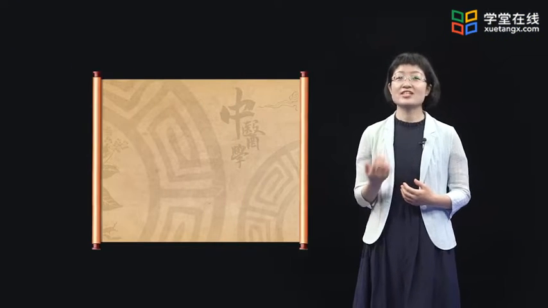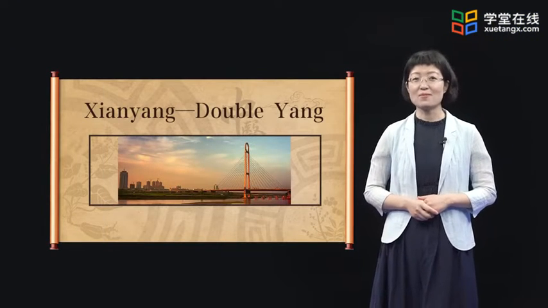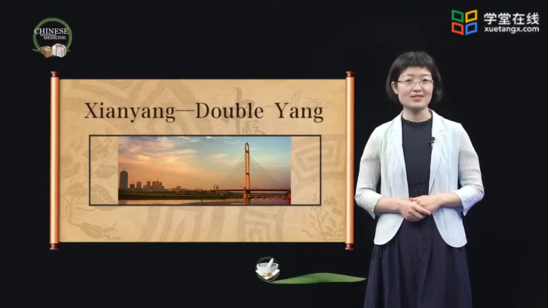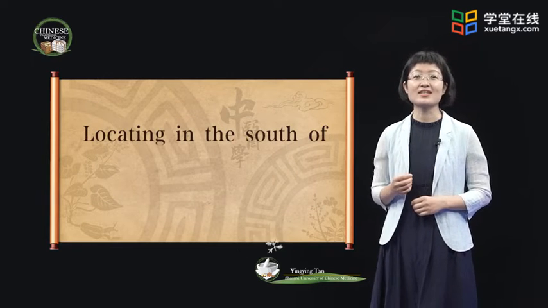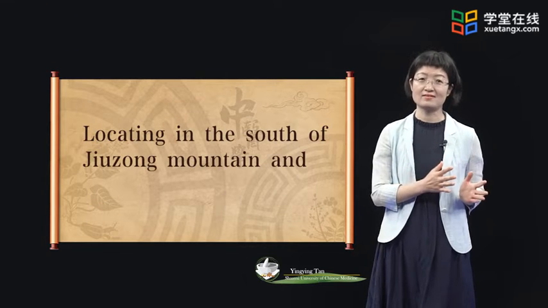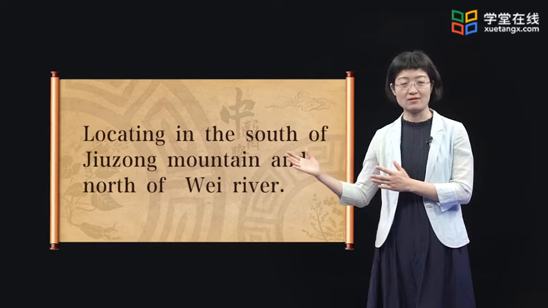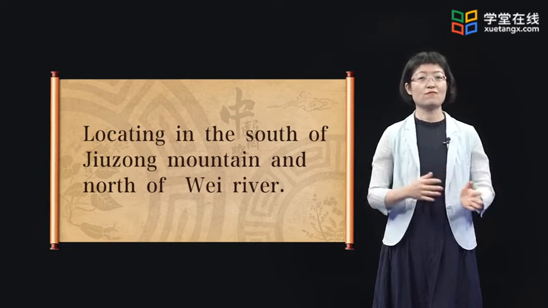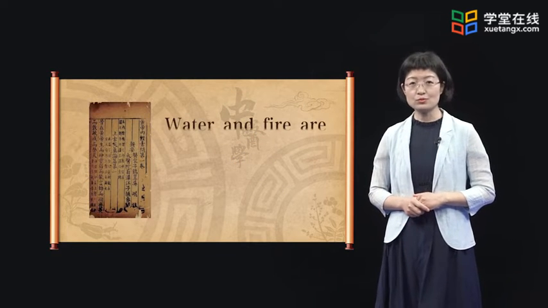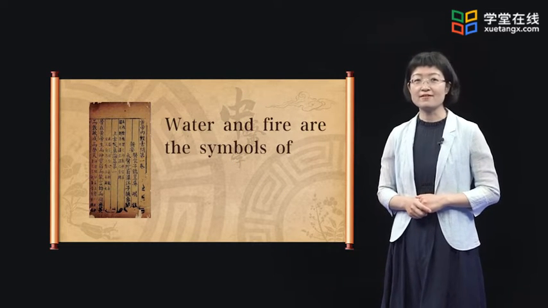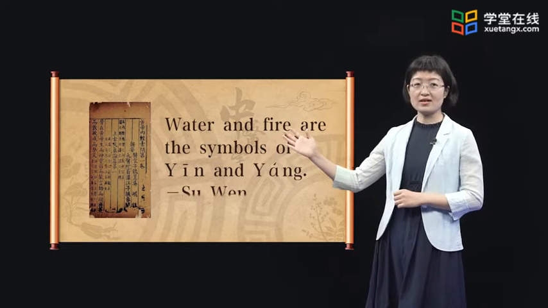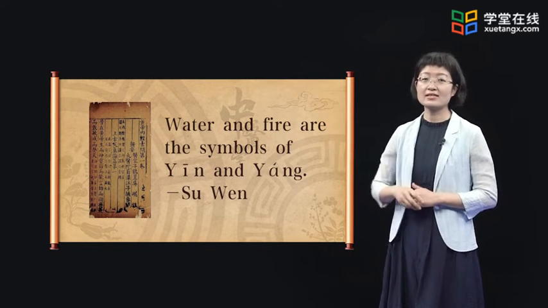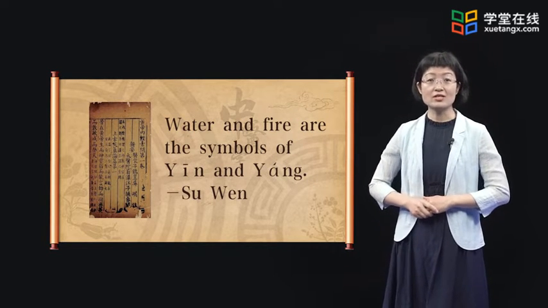Our city, which is called Xianyang, means double yang. The reason for the special name is that our city is located in the south of Jiuzhong Mountain and the north of Wei River. Therefore, it belongs to yang, whether from the mountain view or from the river view. The TCM classical book Su Wen says that water and fire are the symbols of yin and yang. From here, we can see that yin and yang have been used as symbols.